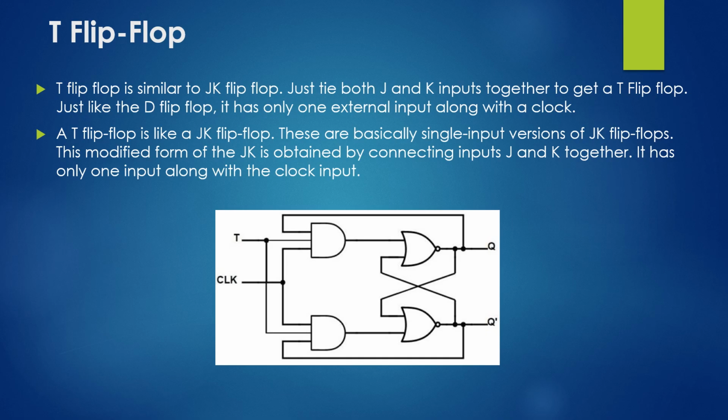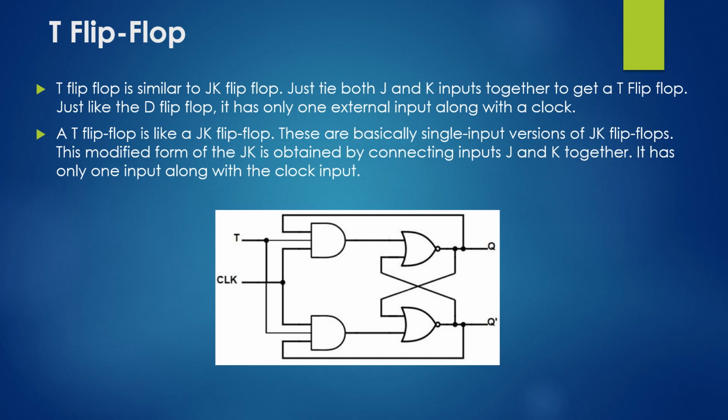T flip-flop is similar to JK flip-flop. Just tie both J and K inputs together to get a T flip-flop, just like the D flip-flop. It has only one external input along with a clock. T is basically a single-input version of the JK flip-flop. This modified form of the JK is obtained by connecting inputs J and K together. It has only one input along with the clock input.